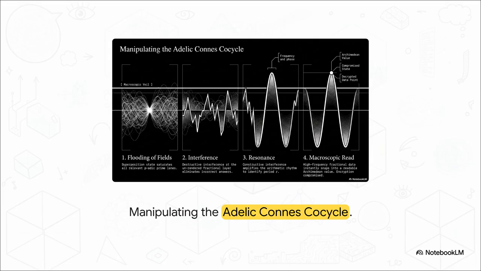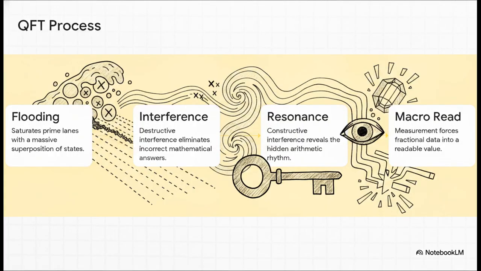Let's look at how this builds into an actual functional attack vector. By leveraging the quantum Fourier transform, the probe manipulates what's known as the Adelic-Khanaz cocycle, and it does so in a highly structured, frankly dangerous way. It executes in 4 precise phases. Phase 1 is flooding. The probe saturates the prime lanes with a massive superposition of states.